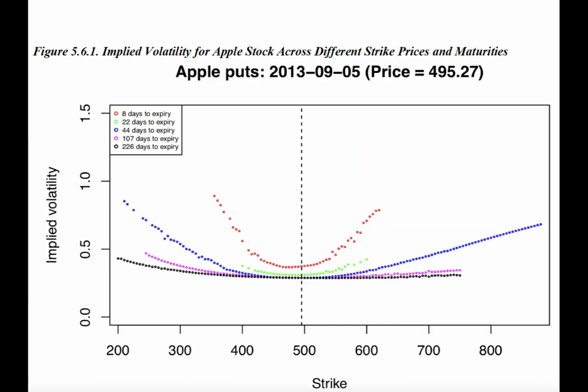This is a graph generated by a colleague of mine, and he actually has a package. Robert McDonald at Northwestern has an R package that was available at one time that could read off of OptionMetrics, and this is basically what's known as the volatility smile, with different strike prices on Apple on this particular day. We have different maturities, and we have different levels of the smile.